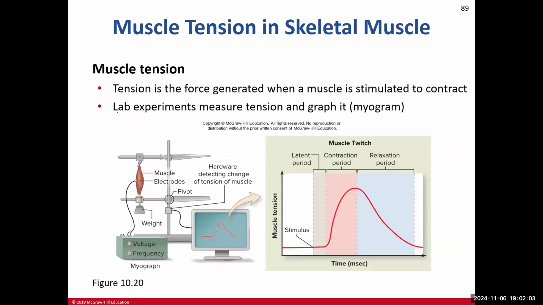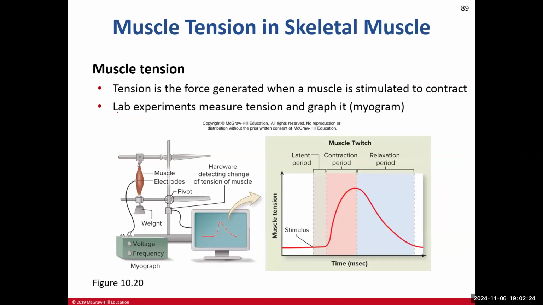Now we're going to move to another concept, and we're going to talk about muscle tension, which is the power that your muscle is going to generate when it contracts. So the definition that's listed up there is tension is the force generated when a muscle is stimulated to contract.